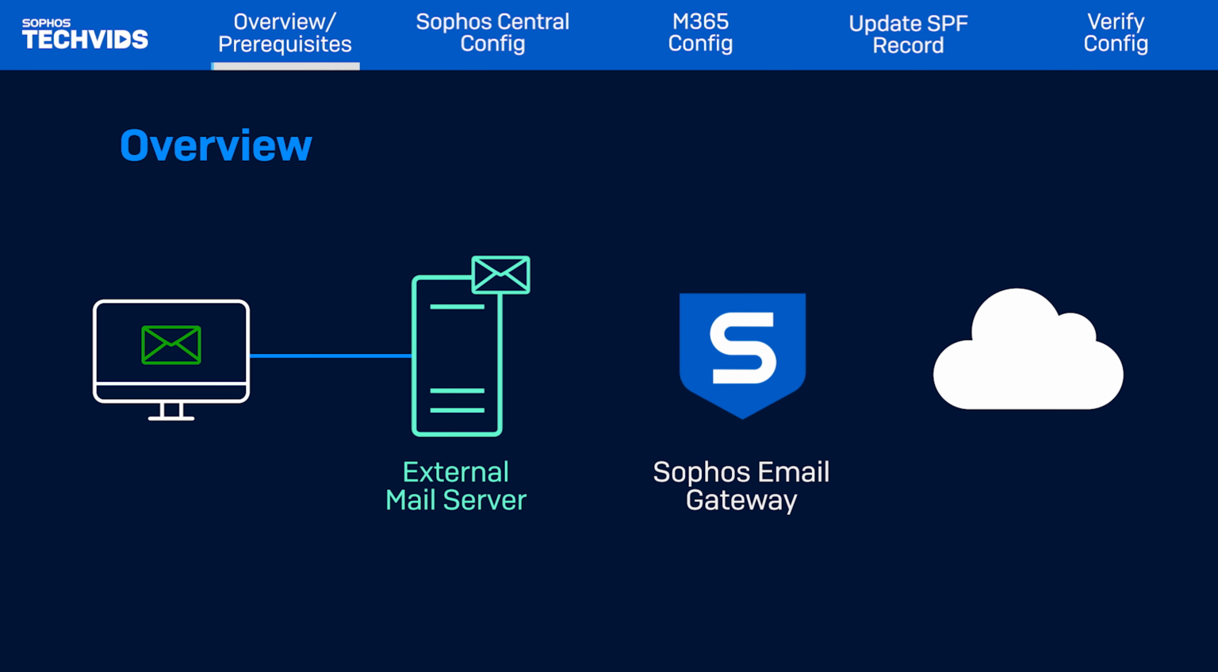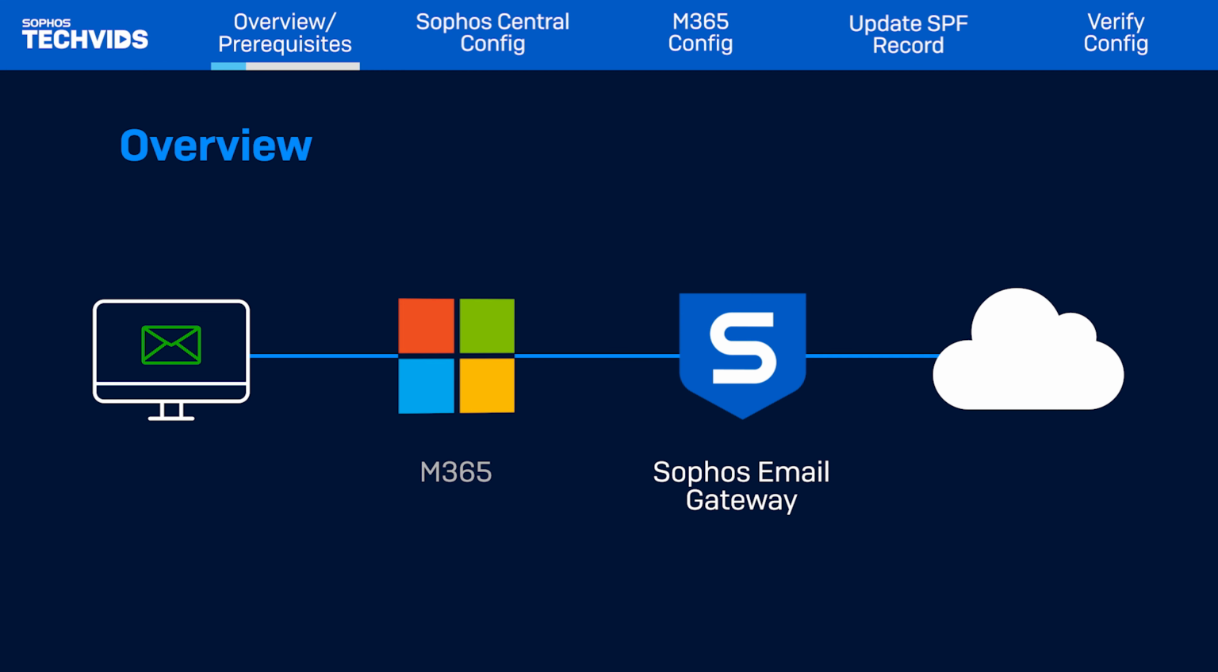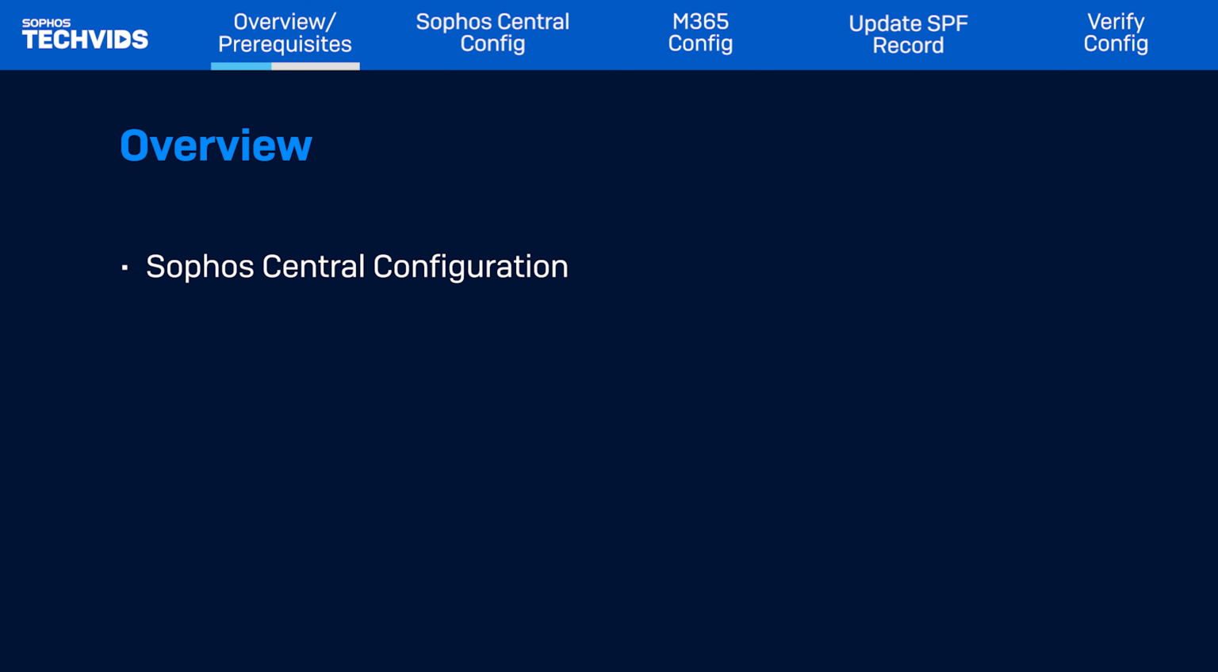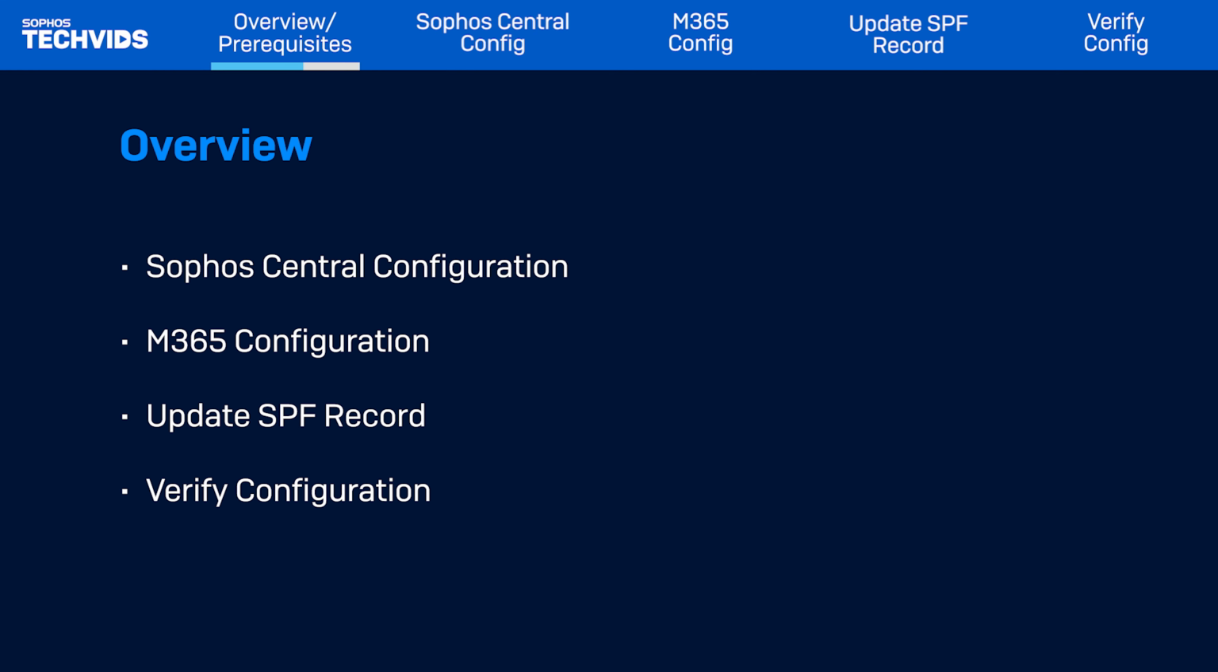Sophos Email Gateway can be integrated with external mail clients to send and receive messages on their behalf. We need to set up external dependencies to ensure proper functionality. Once again, we are focusing on the steps for Microsoft 365. Refer to our linked documentation for details about other clients. Here, I'll start with the configuration steps in Sophos Central and then move to the steps in Microsoft 365. I'll show you how to update the domain SPF record and finally verify your outbound configuration.